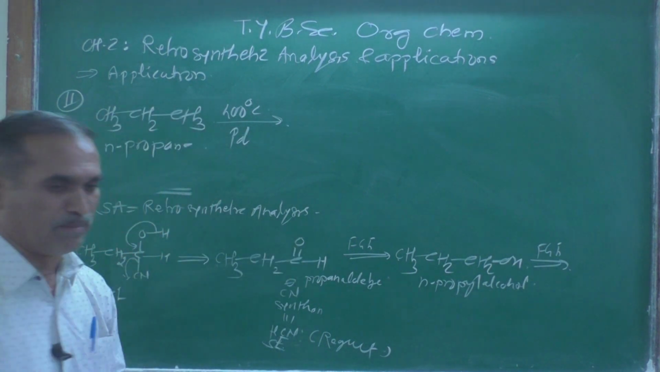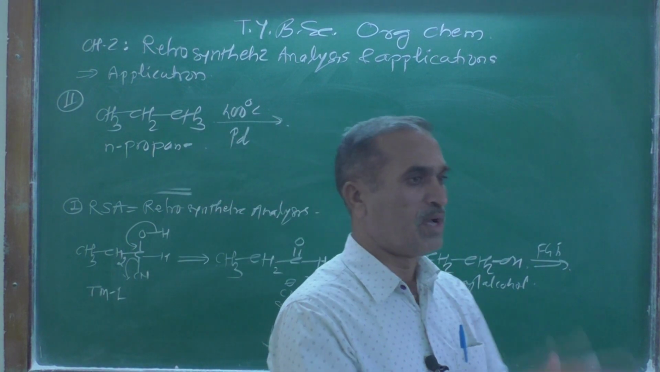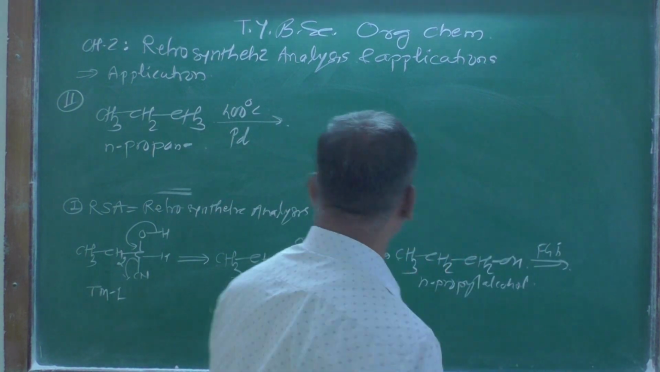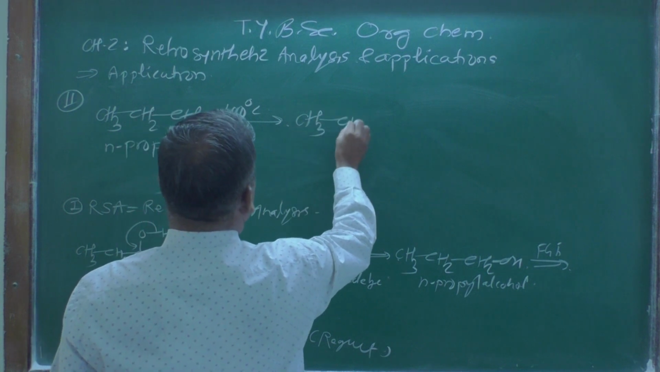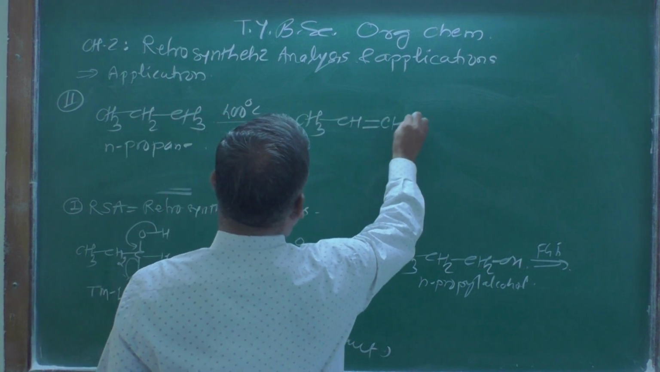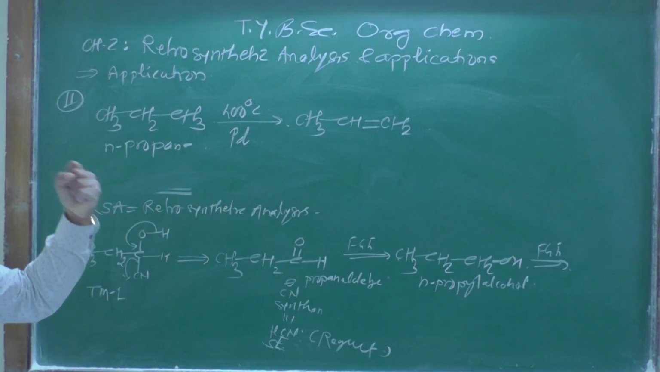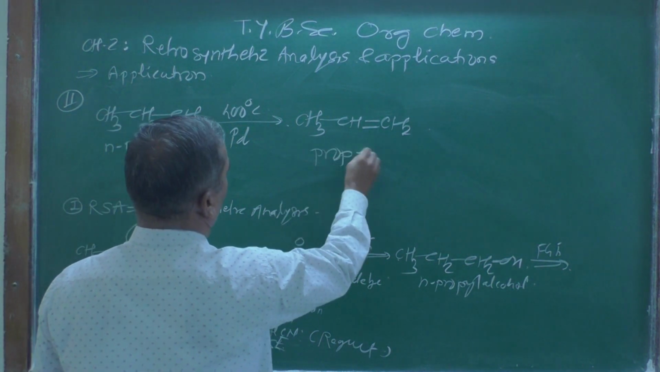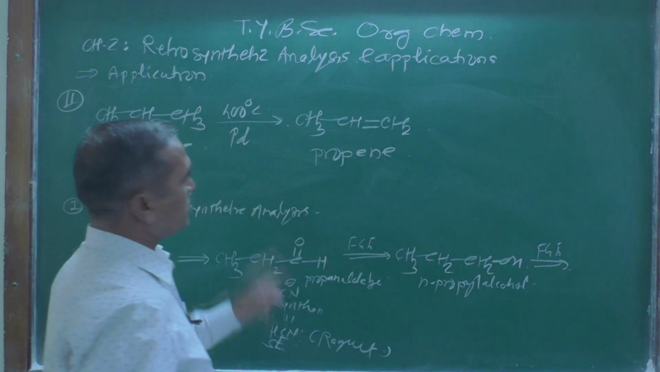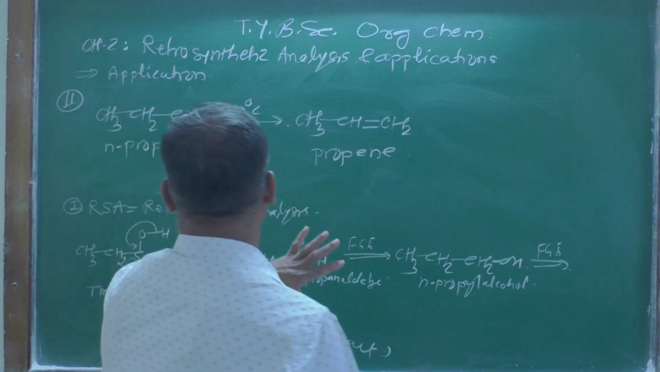This is one of the methods for the synthesis of alkene from alkane. Remember this one. What you are going to get is CH3, CH double bond, CH2. Likewise, you get propene over here. The name of this compound is propene: CH3, CH double bond, CH2, we got the propene.